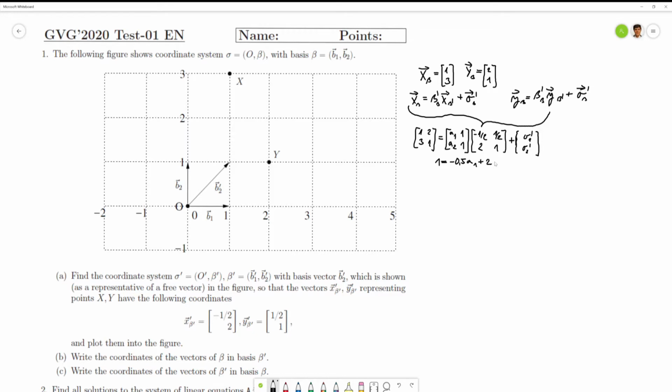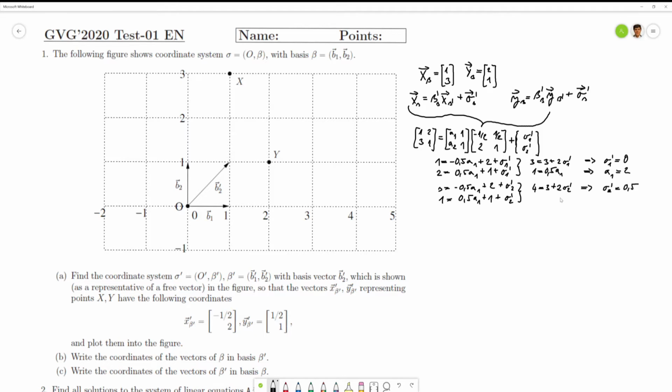If we multiply all these equations, we will get 4 equations in 4 unknowns, where the first 2 equations have 2 unknowns and the second 2 equations have the second 2 unknowns. Therefore it can be solved separately. Note that I suppress the beta in O prime for brevity. This way we get O prime in beta equals 0 and 0.5.